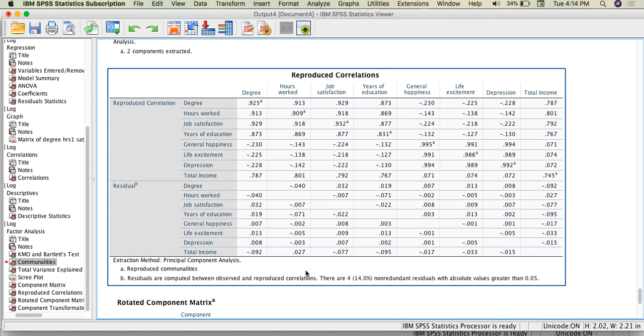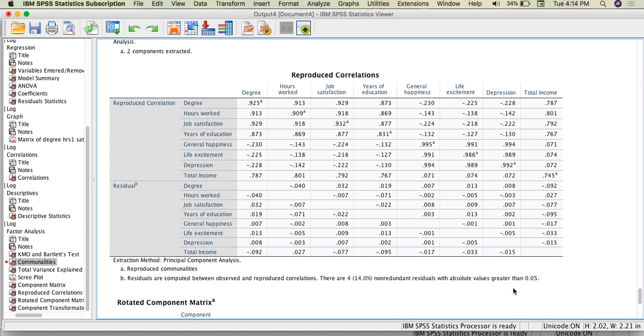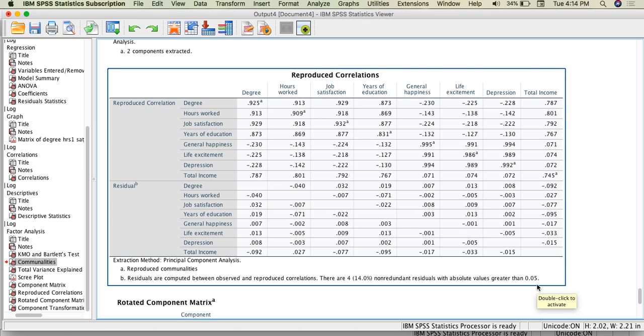And this is actually a pretty complicated topic that we're not going to go into. We're just going to utilize it essentially. And actually the easiest thing about this one that's so nice is all you really have to do is read the footnote at the bottom here that says under B, residuals are computed between observed and reproduced correlations, and there are 4 or 14% non-redundant residuals with absolute values greater than 0.05. So that's really good. We have a nice 14%. That's a low percentage.